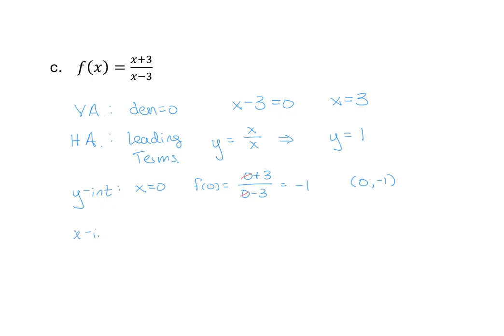And for our x-intercepts, we want to set y equal to 0, or the numerator equal to 0. If we do that, we get x plus 3 equals 0, and we get x equals -3. And so when x is -3, y is 0.